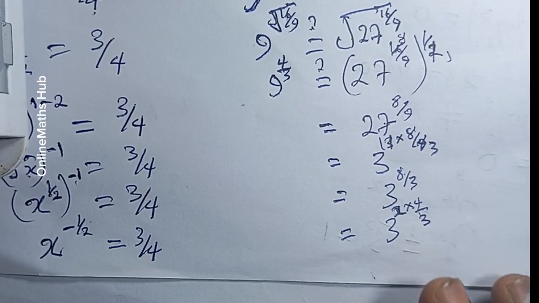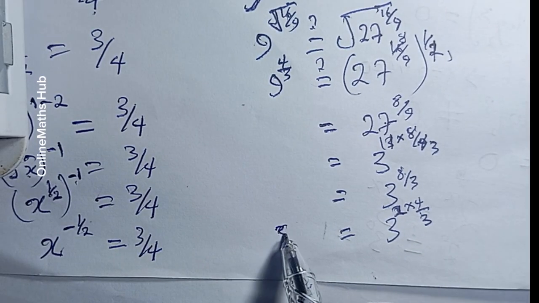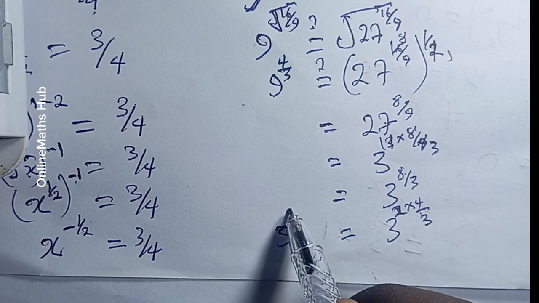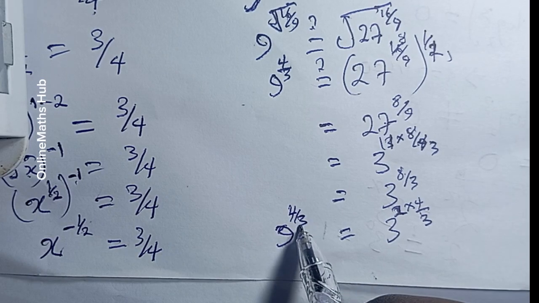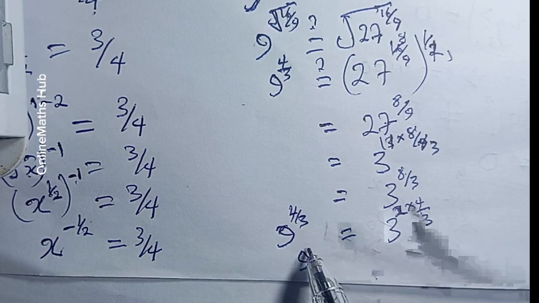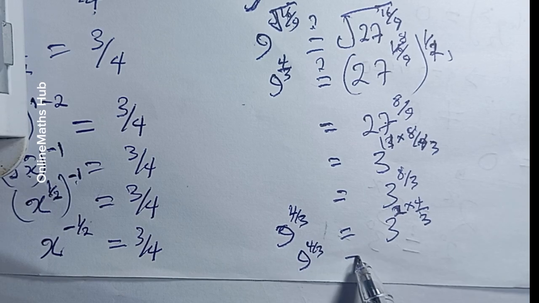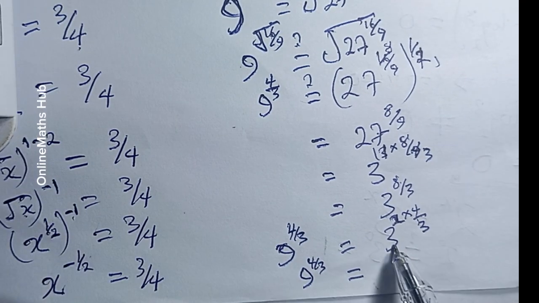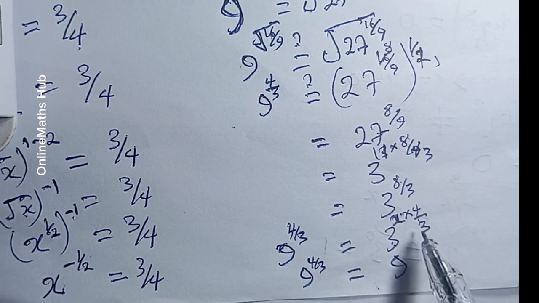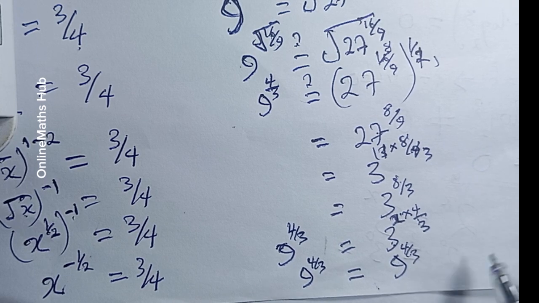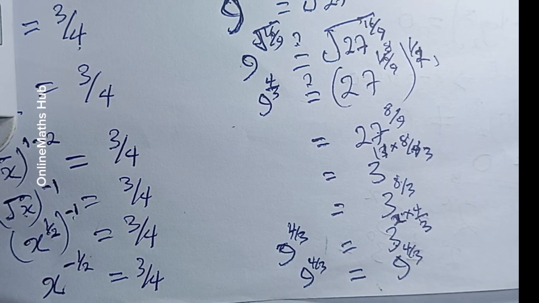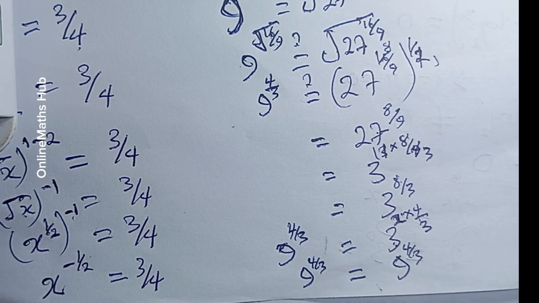And then don't forget what we have at the left hand side is 9 power 4/3, and of course you can see that 9 power 4/3 is still exactly what we have here, because 3 power 2 is 9, and then of course power 4/3. So you can see that the value of x which we've got satisfies the problem we just solved.